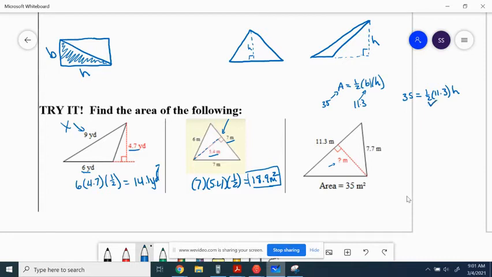All right, and now we can just solve this out. Let's multiply 1/2 by 11.3, and that is 5.65. And now we want to get h by itself, so we're going to divide both sides by 5.65. And I'm left with the height is equal to 6.19, and this is going to be meters. So this is 6.19 meters. This is not squared because this is not the area, it's just the height.